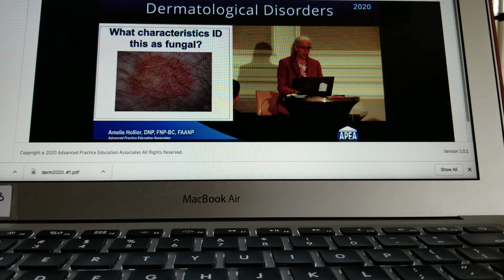So it's in a circular pattern. It appears to me that there is central clearing. Do you see it? And do you see the scaliness? You see it? So, yeah, I think all of those make me think that that's a fungal infection. Topical agent, right? Topical agent.